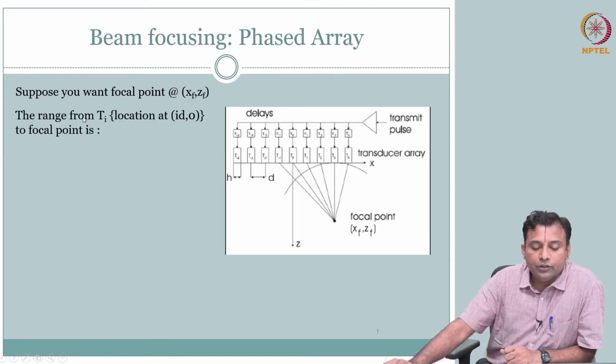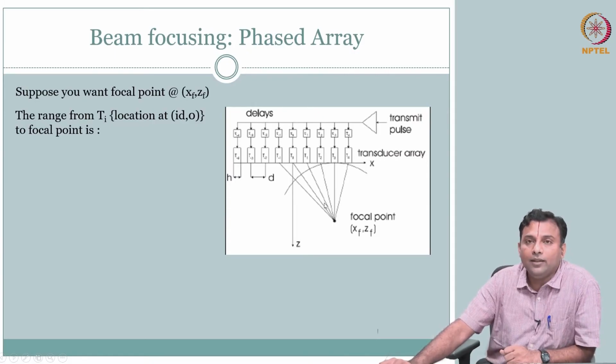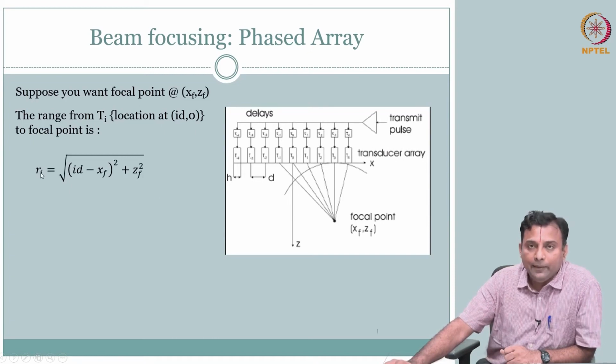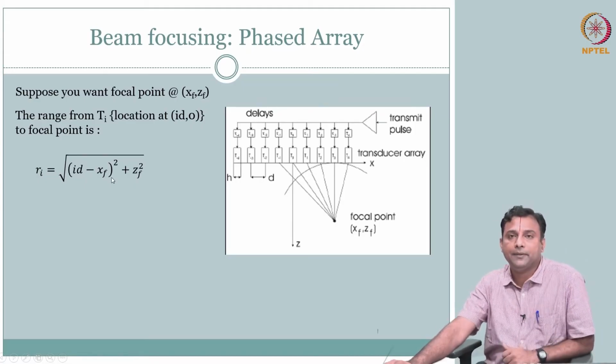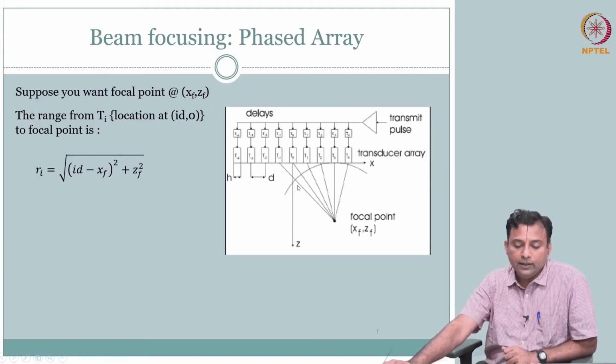Take any element location, T1, T2, T3, T4, T minus 1, minus 2, and so on. Any location Id is here, 0 is at the surface in z. The range to the focal point is what? You can calculate Ri as the square root of (Id minus xf) squared plus zf squared, clear. So, this is the path length, Ri, from each of the transducer elements to the focal point.